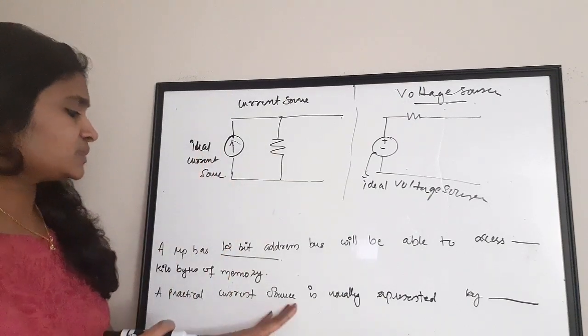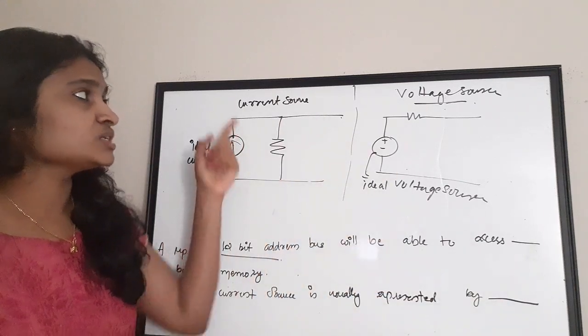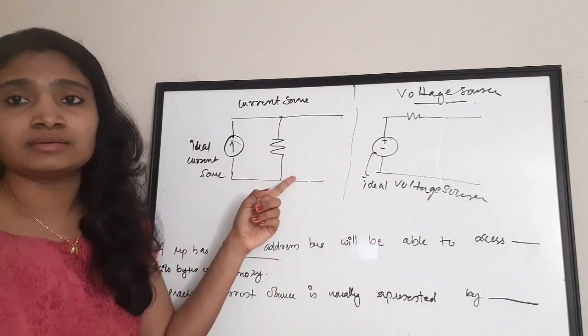So the correct answer for this question is: a practical current source is usually represented by an ideal current source plus a resistor in parallel.